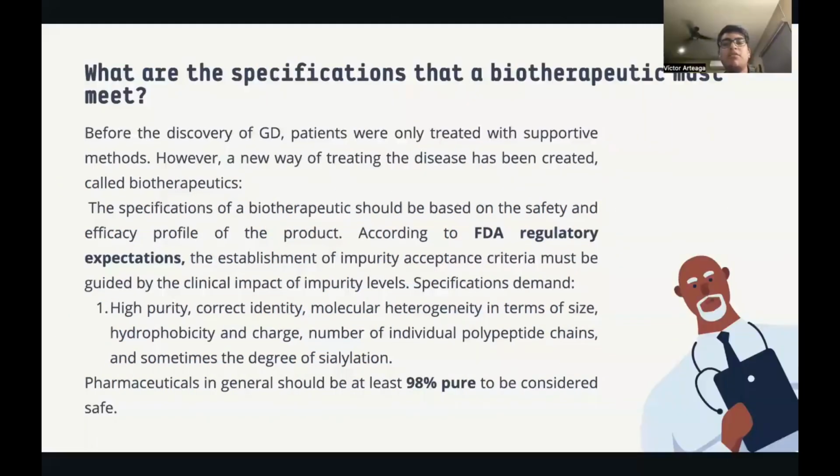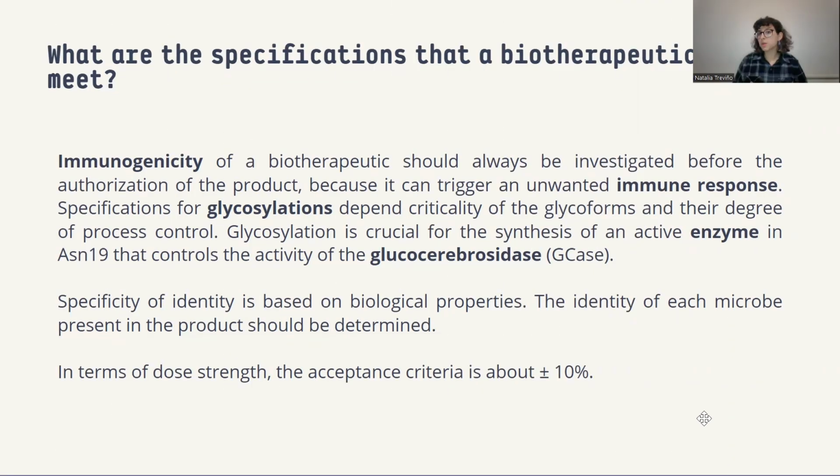Some of the specifications that a biotherapeutic must meet according to the FDA are high purity. It should be at least 98% pure to be safe. Also, the molecular heterogeneity in terms of size, number of individual polypeptide chains, hydrophobicity and charge, and sometimes the degree of cellulation. The immunogenicity of a biotherapeutic should always be investigated before the authorization of the product because it can trigger unwanted immune responses. Specifications for glycosylation depend critically on the glycoform and their degree of process control.